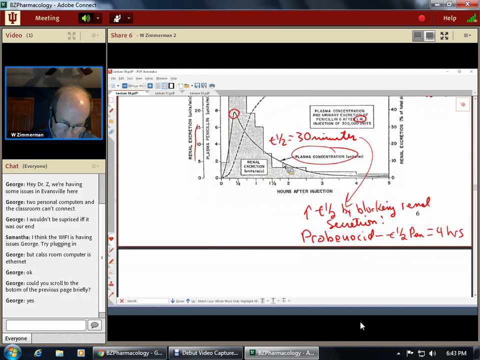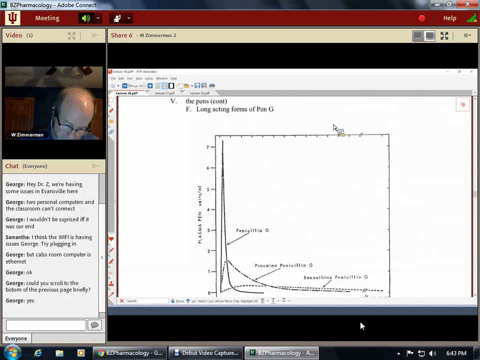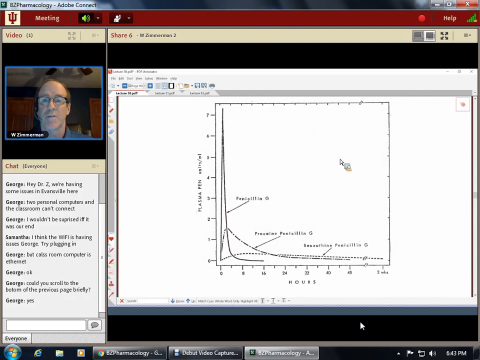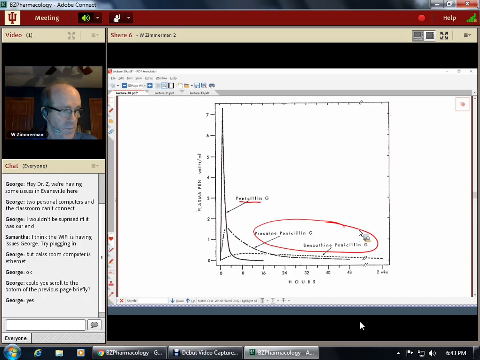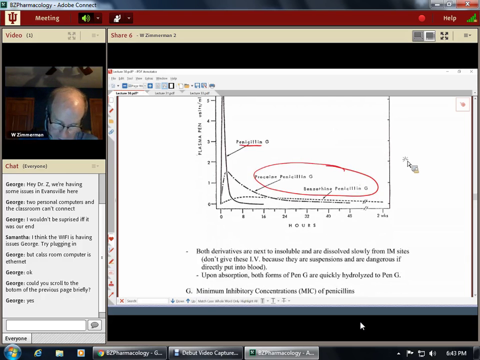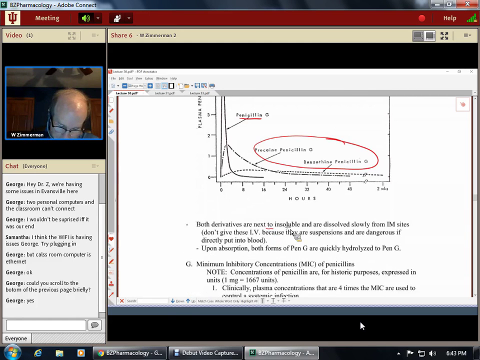Okay, some other notes. When do we use penicillin? Well, it still is the drug of choice for some things. We'll look at that. There are these different forms of penicillin G. Here's good old pen G. Then we've got these different forms, procaine and benzathine. And these compounds are next to insoluble, slowly dissolved from the intramuscular sites. So maybe I should say they're next to insoluble in water.